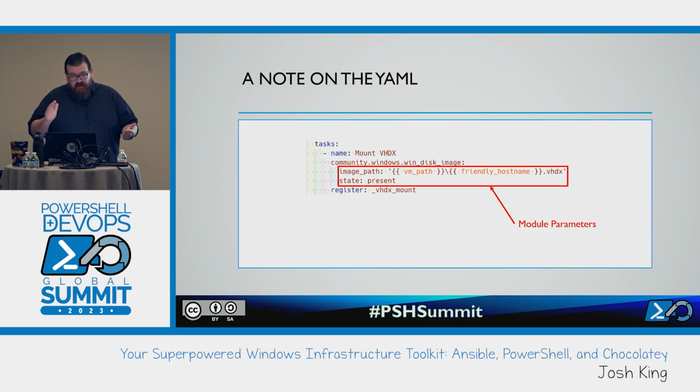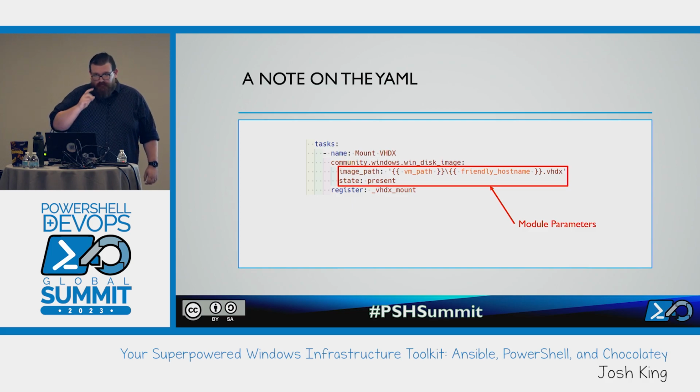So a module can have lots of parameters, but you only need to specify the ones that you need to interact with, as you might expect. So for this one, I'm telling it the image path, which sits somewhere on disk, and I'm telling it the state is present. Now that's the default state, but what that says in this context is mount the disk. The opposite of present is absent, and if you say absent, it'll unmount the disk. If you're doing something like creating a file or folder, present would ensure that the folder existed, and absent would delete it.